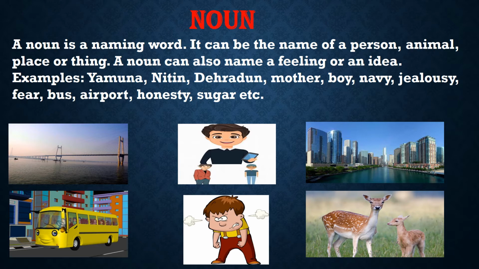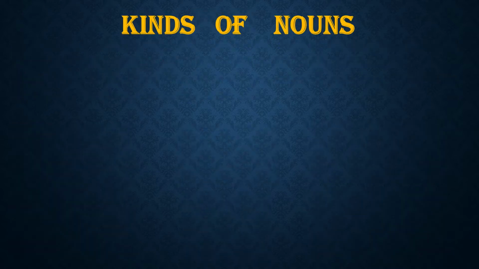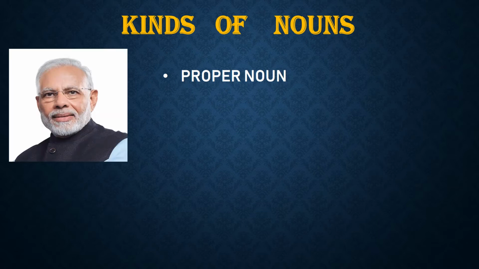Now learn about the kinds of noun. There are a total of 5 kinds of noun. First is your proper noun. Proper noun: here you can see the picture of Honorable Prime Minister Mr. Narendra Modi. Mr. Narendra Modi means we know the particular name of this person. So this comes under your proper noun.